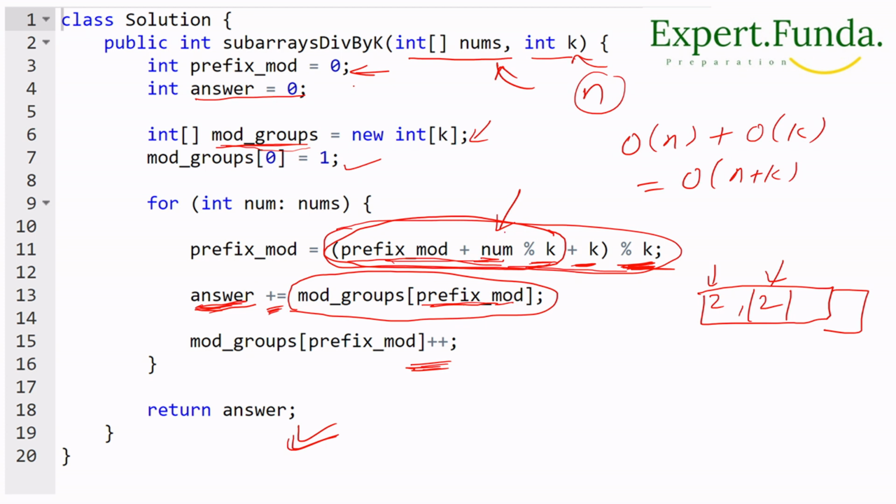But if we talk about space complexity, we are taking extra space for this mod group, and that's why the space complexity is O of k only. So this is the time complexity, and this is our space complexity. We are not taking anything else extra, only the mod group, and that's why its value will be O of k.